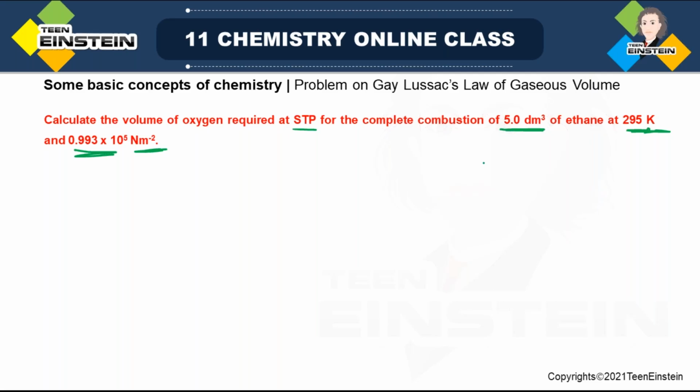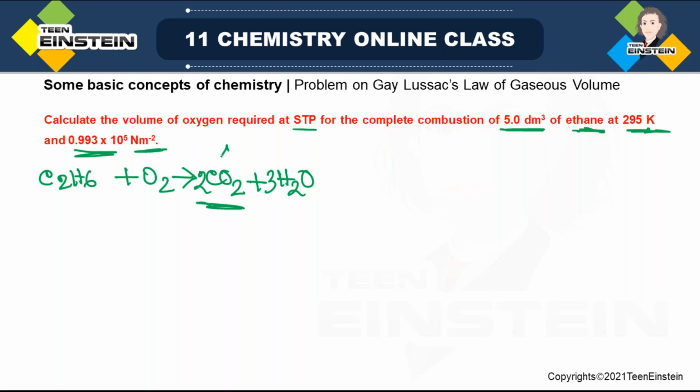So ethane has the formula C2H6, right? This is the formula of ethane, and it is reacting with oxygen. We know the combustion products are CO2 and H2O. Now on the left hand side there are 2 carbon, that means this should be 2. On the left hand side 6 hydrogen, that means this should be 3. Now how many atoms of oxygen in total? 4 here, 3 here. So it is 7 oxygen atoms. So it must be like this, 7 by 2, right?